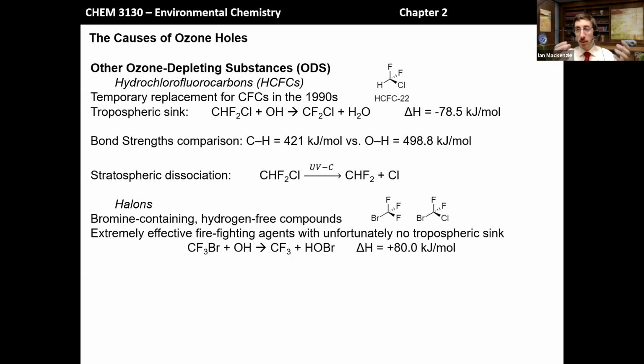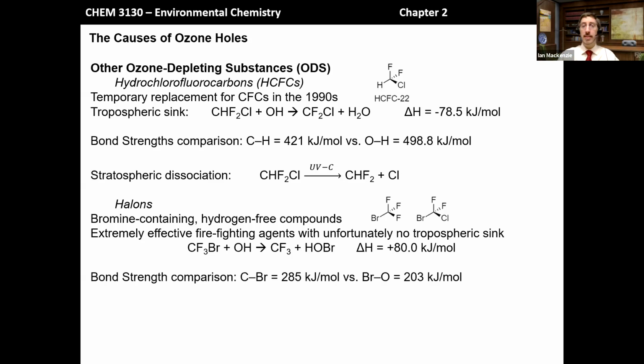If we make a similar comparison as previously, in this case looking at abstraction of that bromine atom, unfortunately we see that this reaction is uphill by about 80 kilojoules per mole, so it essentially does not occur on a relevant time scale for this to be a tropospheric sink. We can make this same comparison just looking at bond strengths. The CBr bond is stronger than the BrO bond, and thus the reaction in the forward direction is unfavorable. It's uphill or endothermic. We're going from a stronger bond to a weaker bond, which is not favorable.